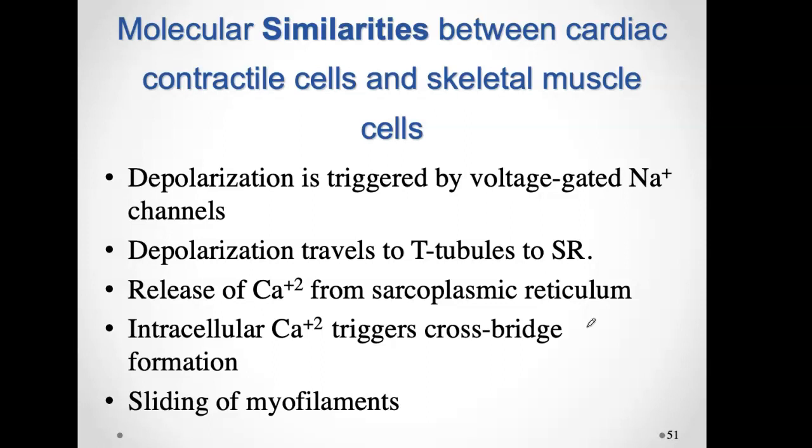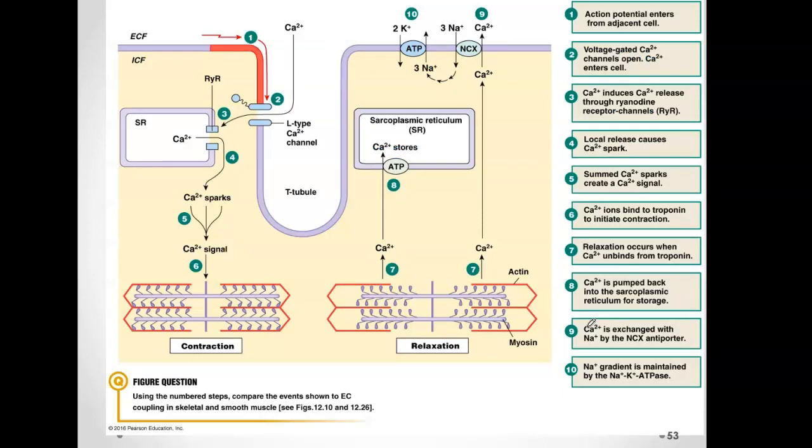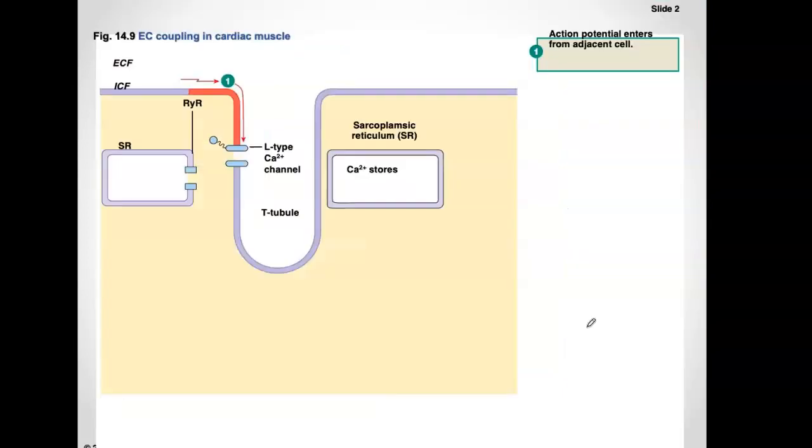What are those differences? Molecular differences between cardiac contractile cells and skeletal muscle cells are, one, in the sarcoplasmic reticulum receptor. When that action potential comes down and hits a receptor, that receptor is going to be slightly different. And also in the role of calcium in the cell. So let's look at that with diagrams. I can show you this first diagram that's very busy and has a lot on it, so that's not going to work for us. I'm going to go on to the next slide and show it to you in pieces.